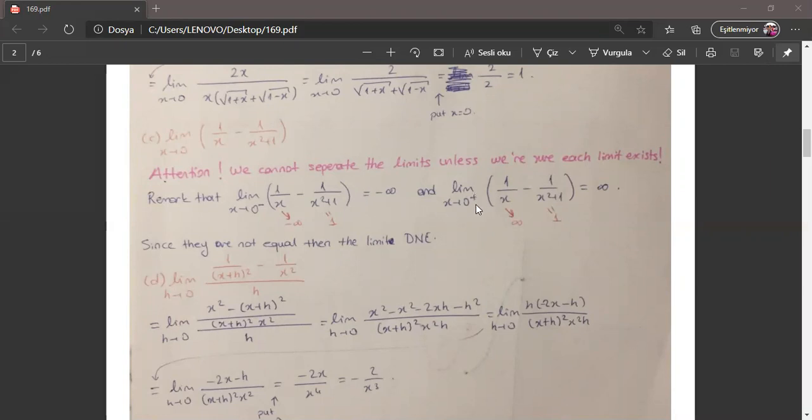What about this from the right? Here, as you can guess, 1 over x gives us plus infinity. And here we have the same conclusion, 1. So we get plus infinity. They are not equal, and they are not even real numbers, so the limit does not exist.